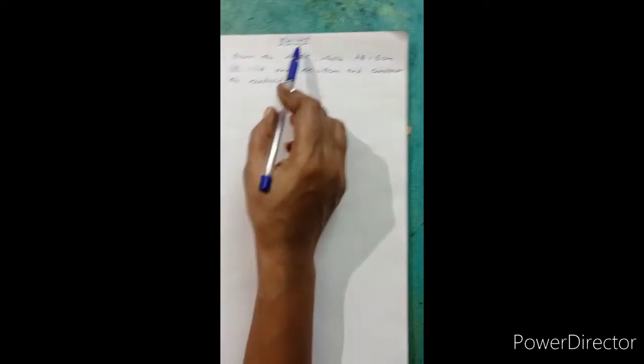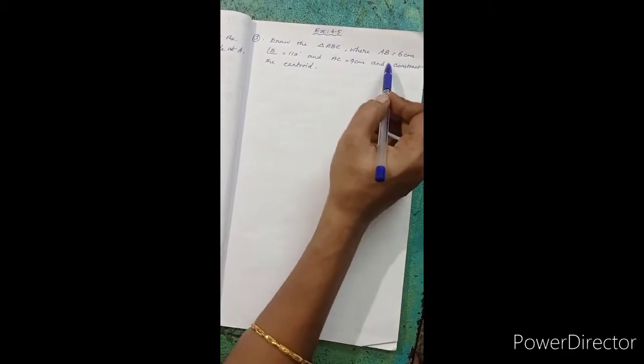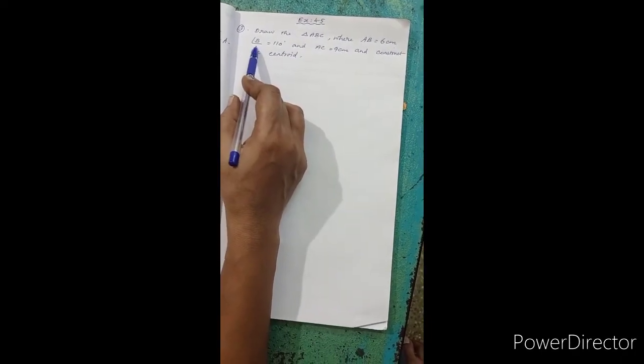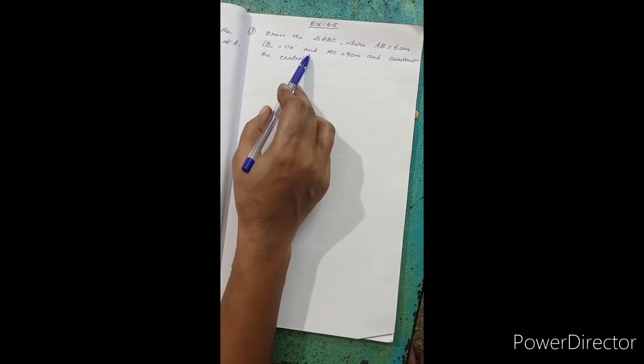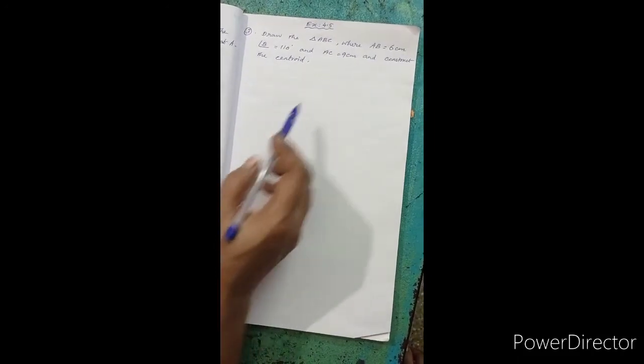Now, question number 3 from exercise 4.5. Draw the triangle ABC where AB equal to 6 cm and the angle B equal to 110 degree and AC is equal to 9 cm, and construct the centroid.